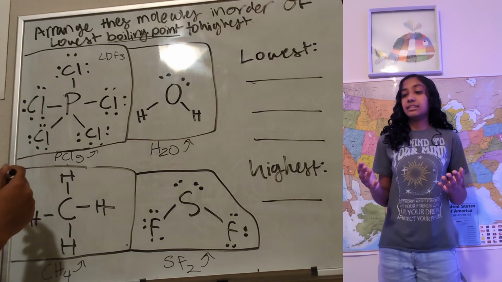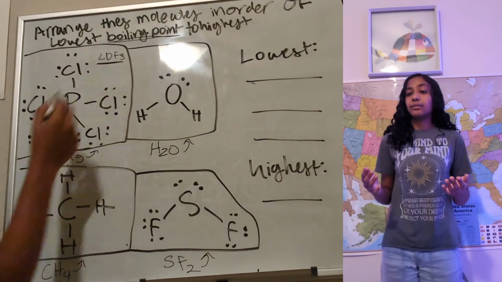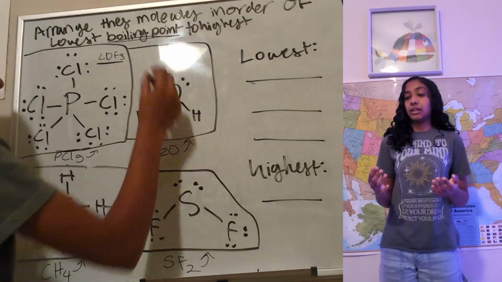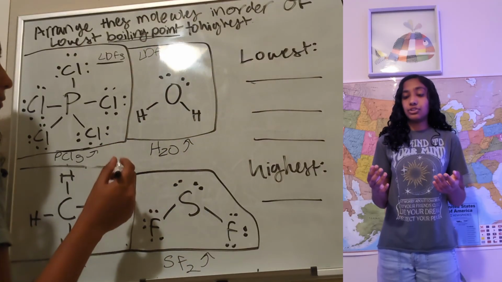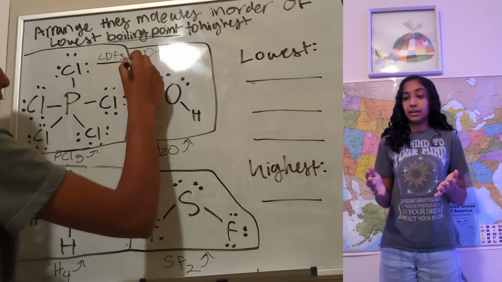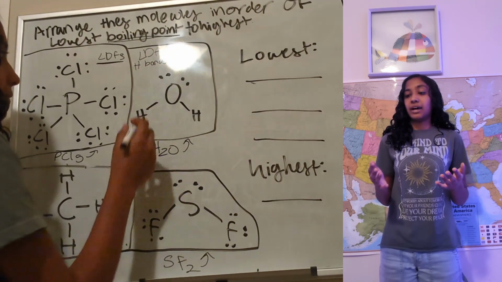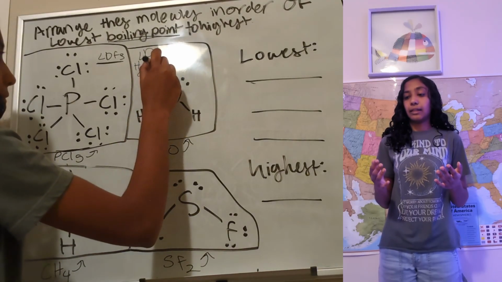So the only thing PCl5 has is relatively weak IMFs. Now, let's look at H2O. Again, we know that every covalent molecule has LDFs, so we write that down. Here, we see that H2O has a hydrogen bonded to an oxygen, so it has hydrogen bonding, which is the strongest IMF. And because H2O has hydrogen bonding, it automatically has dipole-dipole forces too.